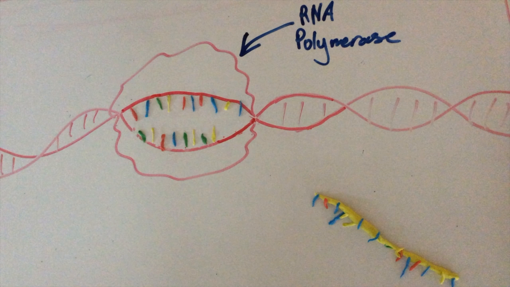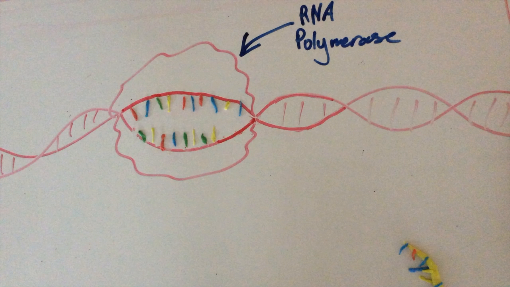At termination, once the RNA polymerase reaches the terminator portion of the gene, the transcript of the DNA is complete, and RNA polymerase, messenger RNA, and DNA leave from each other.